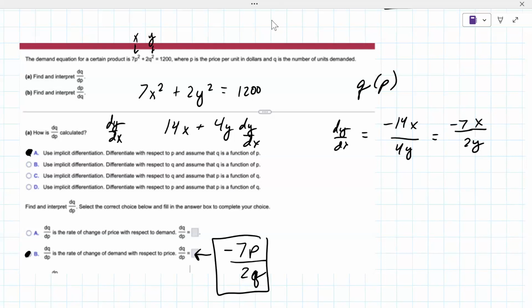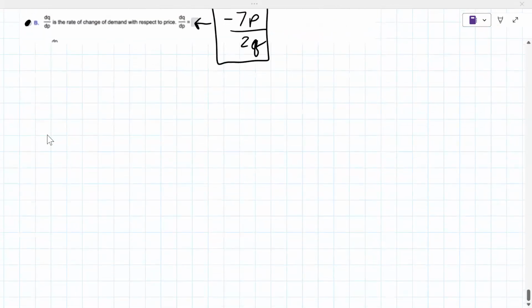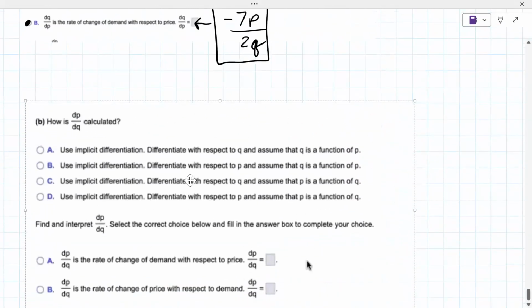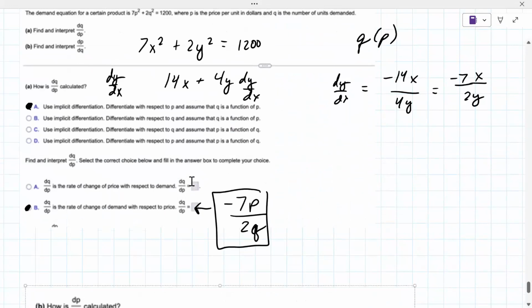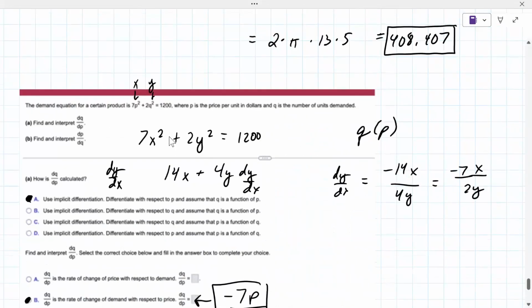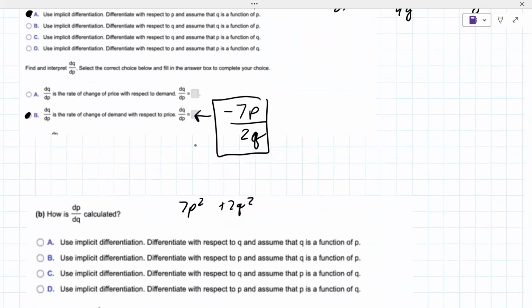Yes, then there's a second part. The other one is basically the flip of this. And that's where this gets really confusing and annoying. So this time, to find dp/dq, it's now 7p squared plus 2q squared equals 1200. This is now y, and this is now x, okay? And p is a function of q this time.